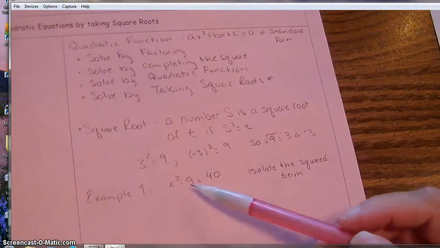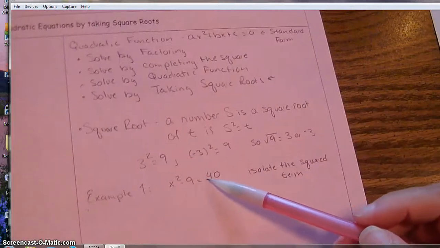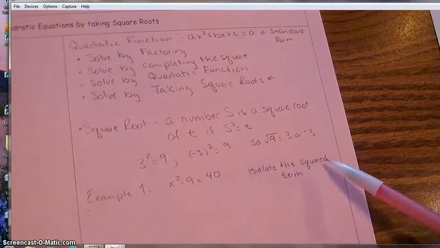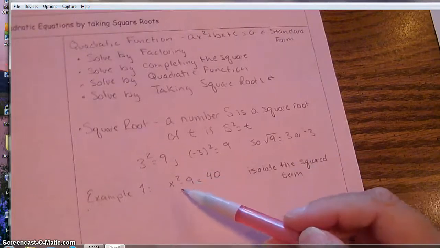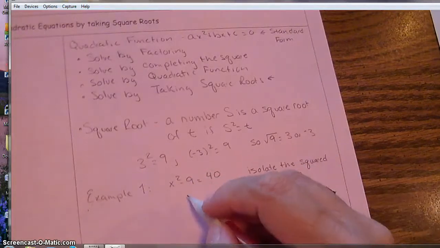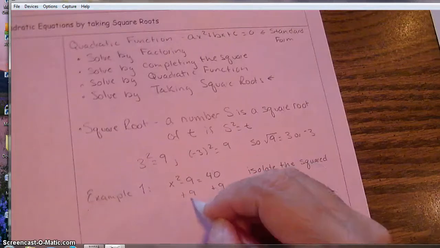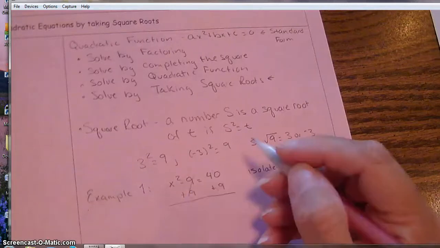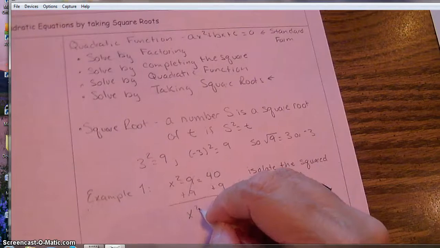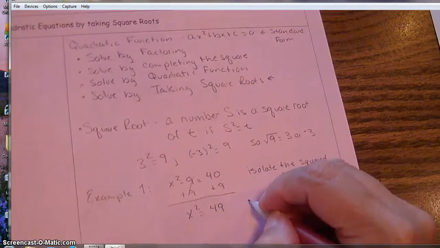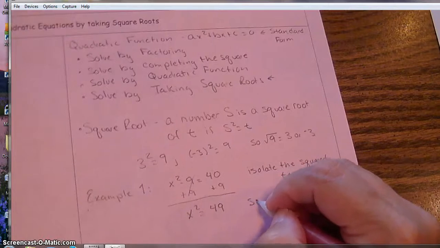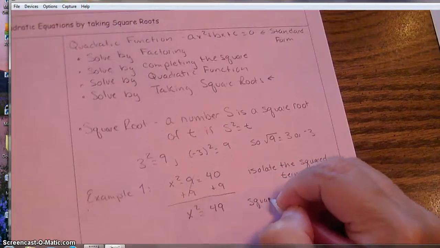Okay, the first example we're going to look at here is x squared minus 9 equals 40. My first step is to isolate the square term. So I need to get this x squared term by itself. The first thing I'm going to do is add 9 to both sides. They cancel out on the left. I'm left with x squared equals 49. Alright, so my next step is to find the square root of both sides.